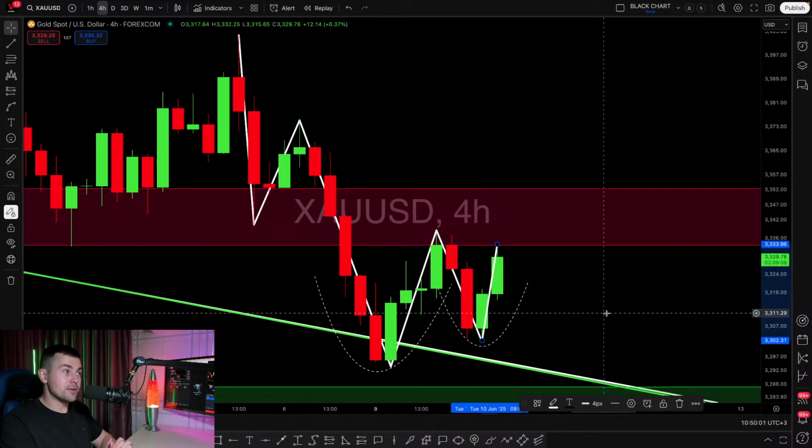The pattern, the formation of the pattern, is just the warning sign. It is the indication to look for a signal. The pattern provides the indication that soon the signal may occur, may arise, may appear. So what can be our signal to buy gold right here?